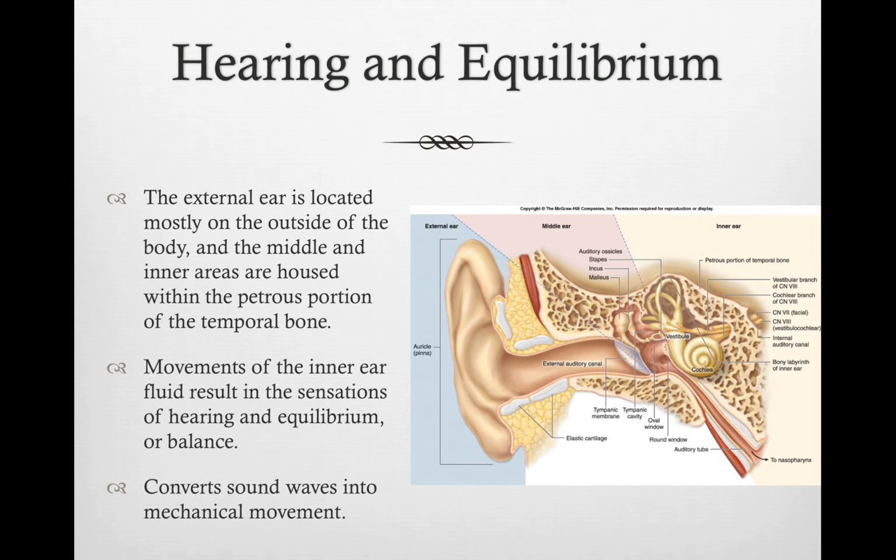Hearing and equilibrium. So we're going to move past the eye now and into our ability to hear, that's audition, and then equilibrium, which is our ability to maintain balance and know where we are in the world in terms of are we upside down, right side up, or whatnot, compared to the way we're supposed to be. Now, the external ear itself is this area here, and this is largely just meant to be a funnel. This is located mostly outside the body, and the middle and inner areas are housed within the petrous portion of the temporal bone. So for those of you that remember the petrous portion of the temporal bone, that is in fact the middle and inner ear.